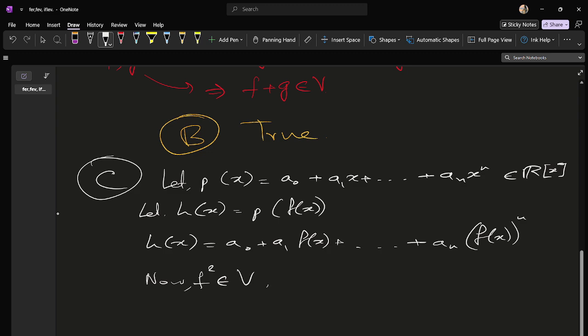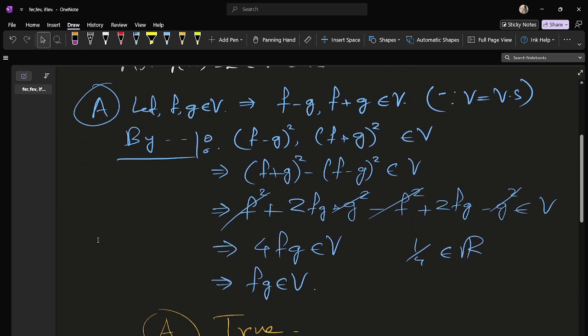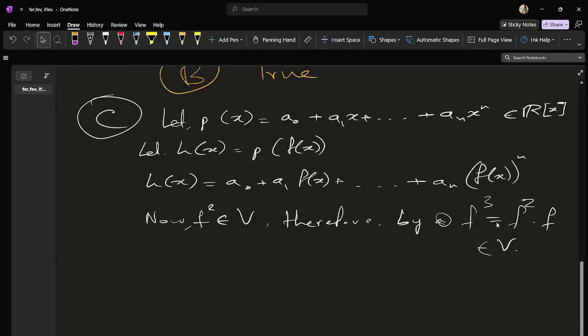As f square belongs to V, therefore by A we can say that f cube, which is f square into f, will also lie in V. From A we get: if f and g belong to V, then fg belongs to V. So f cube equals f square dot f, where f square belongs to V and f belongs to V, so f square dot f will also belong to V. So f cube and so on, we can easily see that f to the power n will also belong to V for all n belonging to N.